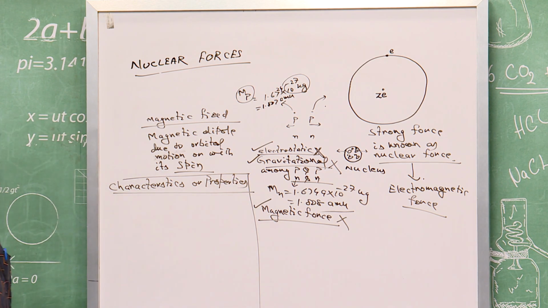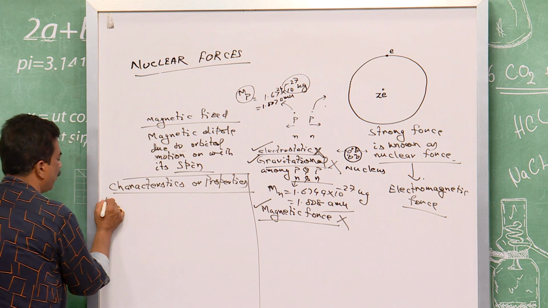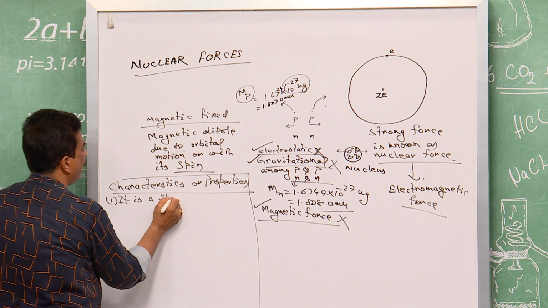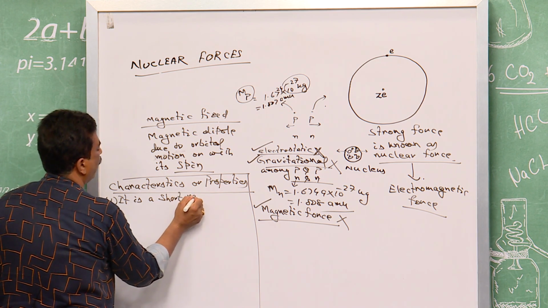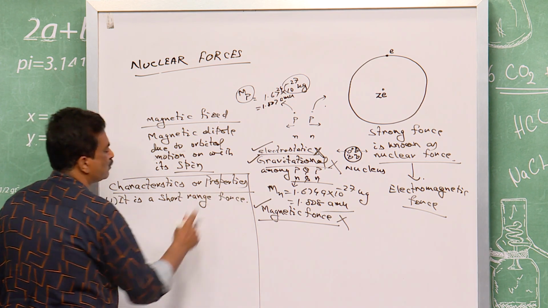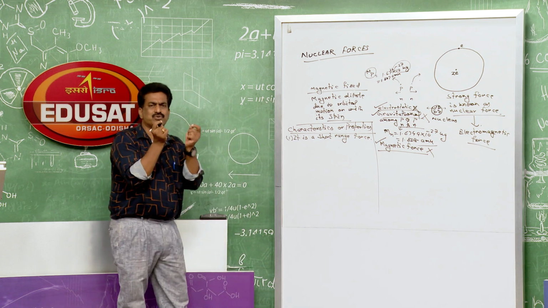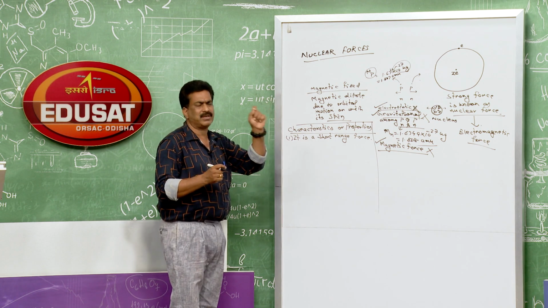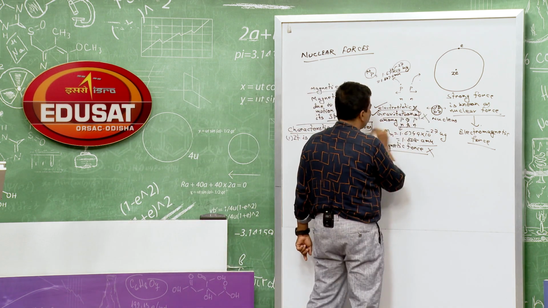Characteristics or properties of the nuclear force. Number one, it is a short range force. It is a short range force, meaning it exists within a very small distance. The nucleus size is small, so why is it a short range force?